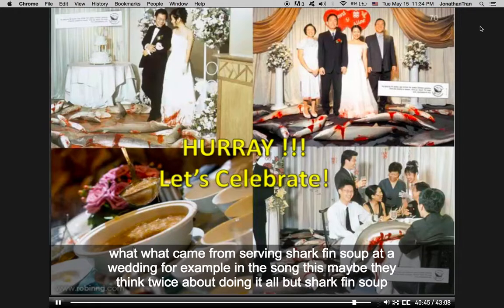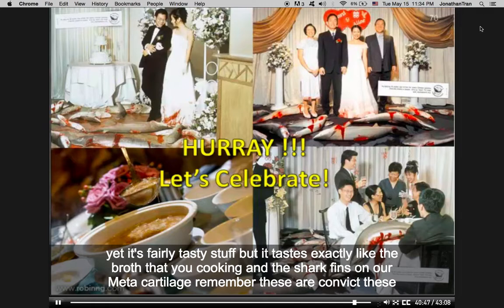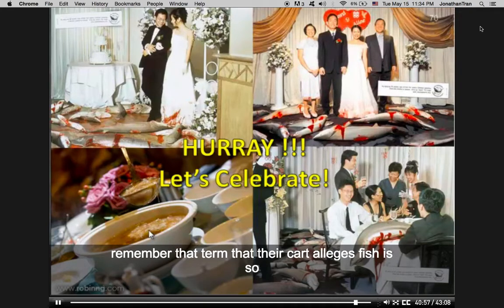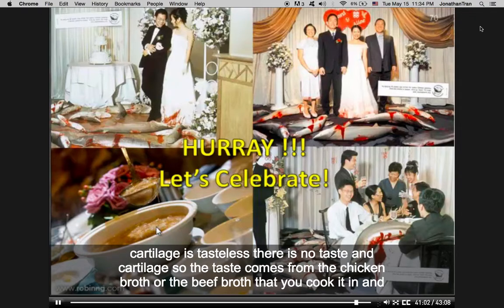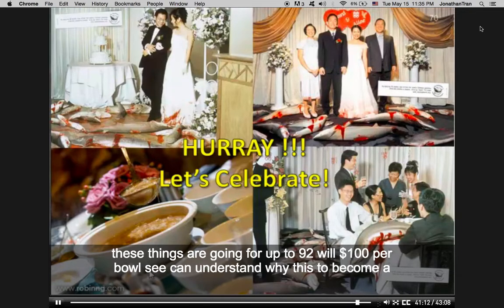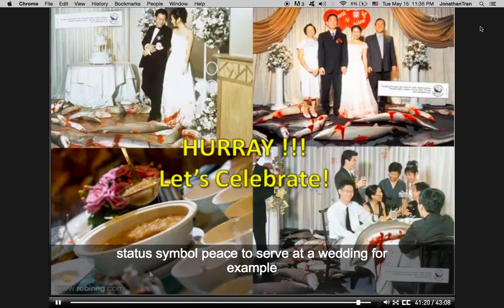But shark fin soup, yeah, it's fairly tasty stuff, but it tastes exactly like the broth that you cook it in. The shark fins are made of cartilage. Remember, these are chondrichthyes. Remember that term? They're cartilaginous fishes. So the cartilage is what's used to make the soup, and cartilage is tasteless. There is no taste in cartilage. So the taste comes from the chicken broth or the beef broth that you cook it in. And these things are going for up to $90 to $100 per bowl. So you can understand why this would become a status symbol piece to serve at a wedding, for example.